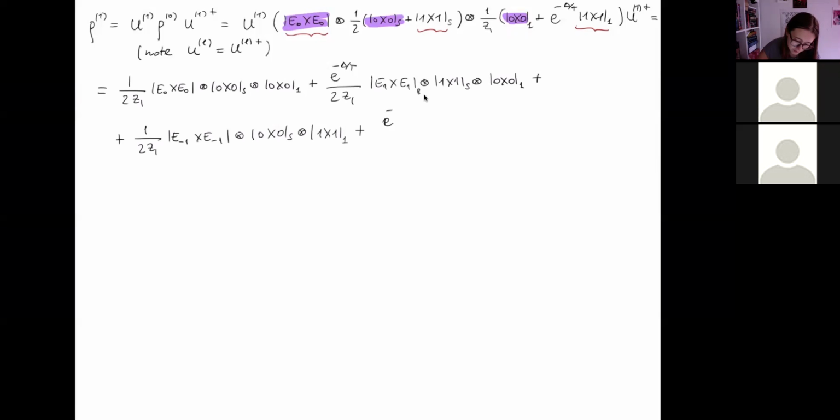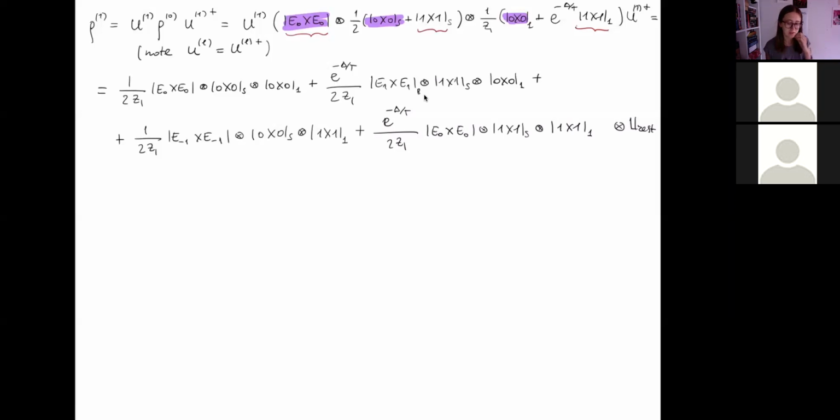And the coefficient here is 1 minus delta over t, 2z1, E0, E0, 1, 1 on S, 1, 1 on the first qubit of the heat bath. And then there is also the rest. Okay, so this is the state of these three systems after applying the first unitary.